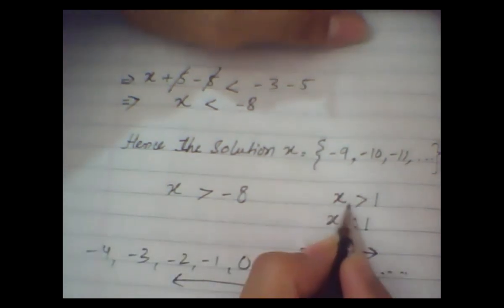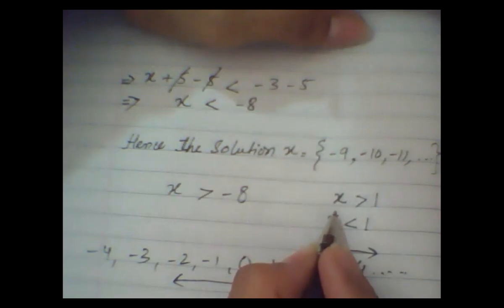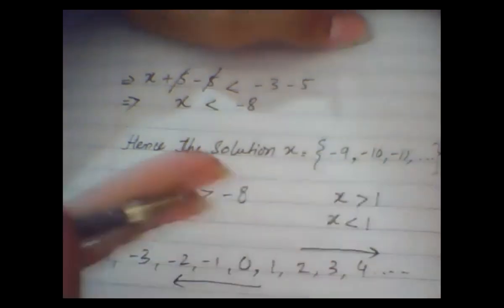When the greater than sign is there, note down this important point: x is greater than 1 means we have to move on the number line towards the right hand side. So you get 2, 3, 4, and so on. When the less than sign is there, when x is less than 1, you have to move towards the left hand side.